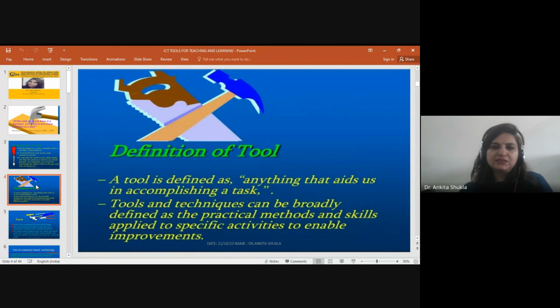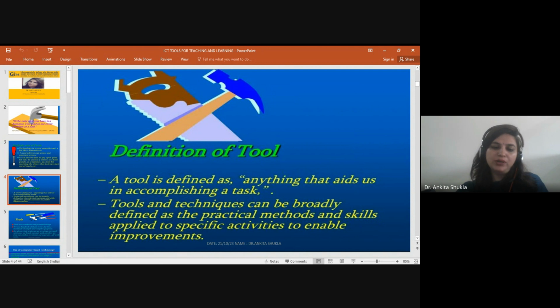A tool is defined as anything that aids us in accomplishing a task. Tools and techniques can be broadly defined as practical methods and skills applied to specific activities to enable improvements. It's a very basic question: how can we utilize the ICT tools? ICT and IT are very often used interchangeably in the context of modern technology infrastructure.